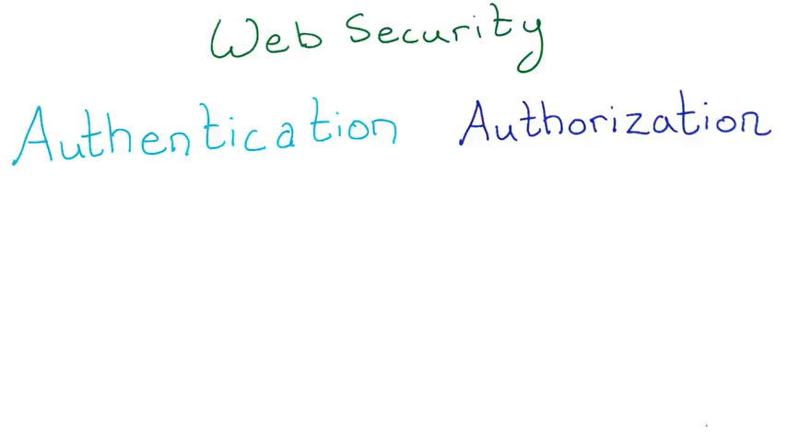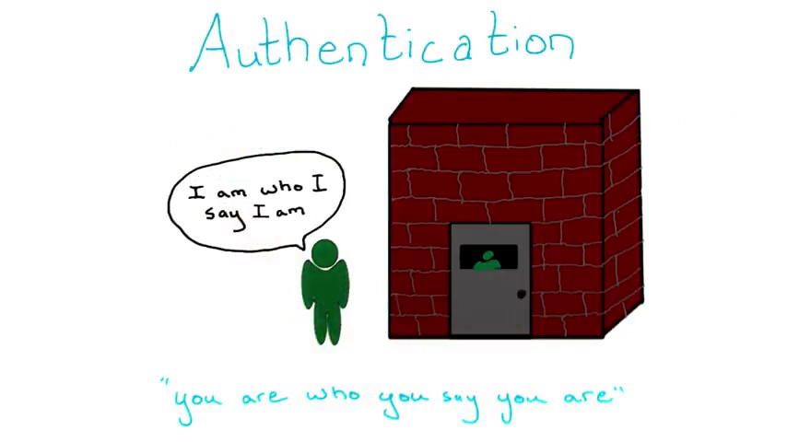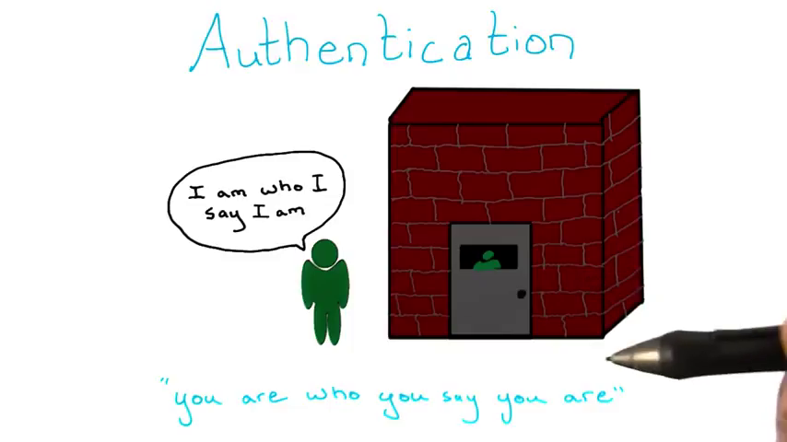Authentication and authorization are the two main principles of web security we will cover in this course. So let's first talk about authentication. Authentication is the process of verifying that you are who you say you are. If you've ever logged into a website or service, you've used authentication.